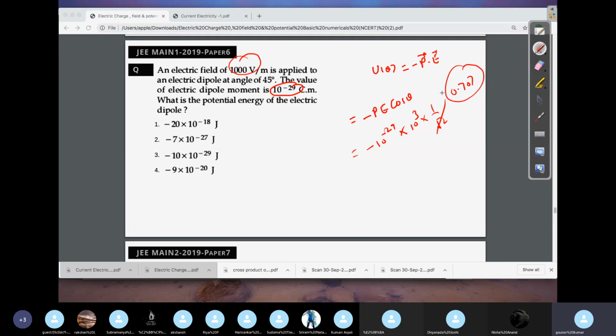You know this, you have seen in current also. If you club these two, 29 and 3, it will become 26. So minus 0.707 into 10 to the power of minus 26. If I want to write it as 7.07, I multiply by 10 and divide by 10, so we'll get minus 7.07 into 10 to the power minus 27 joules.